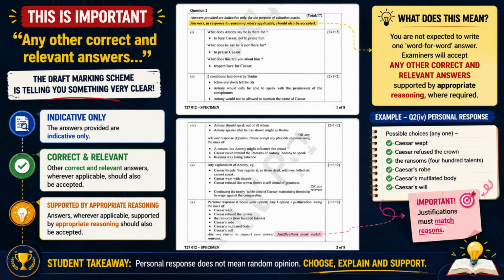But there is one condition. Your response has to be correct and relevant, and where reasoning is required, your reasoning needs to support your response. We can see this very clearly in question 2, part 4. The marking scheme gives possible choices such as Caesar wept, Caesar refused the crown, the ransoms, Caesar's robe, Caesar's mutilated body, or Caesar's will. And then it says, justifications must match reasons. That is something you should understand very clearly. A personal response is not a random response. You make a choice, and then you support that choice.